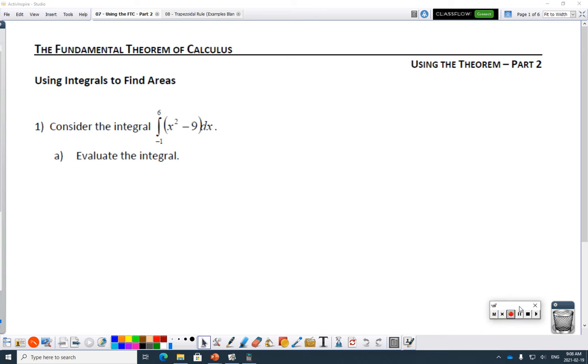This lesson's title is Using the Theorem Part 2, and that might make you think I'm going to focus on the fundamental theorem of calculus Part 2, which I am. But that's not really why the title's like that. There's 2 lessons of talking about the fundamental theorem of calculus, which has 2 parts. And this lesson has 2 parts, so that's a little confusing. But that really doesn't matter. I'm going to show you some stuff.